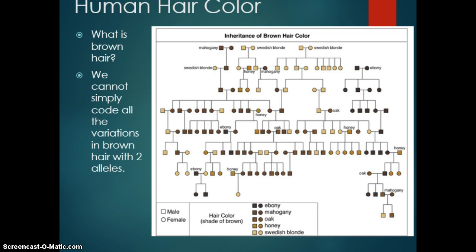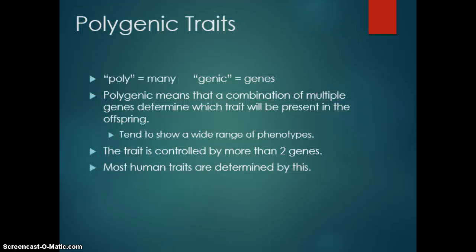We need more alleles involved than just the typical two. And the last one is polygenic traits, and this means that the combination of multiple genes determines which trait is going to be present. So a little bit different than multiple alleles. These are actually different genes, and they tend to show a wide range of phenotypes because the trait is controlled by two or more genes, and remember those genes might have two alleles or more, and a lot of human traits are determined by this.